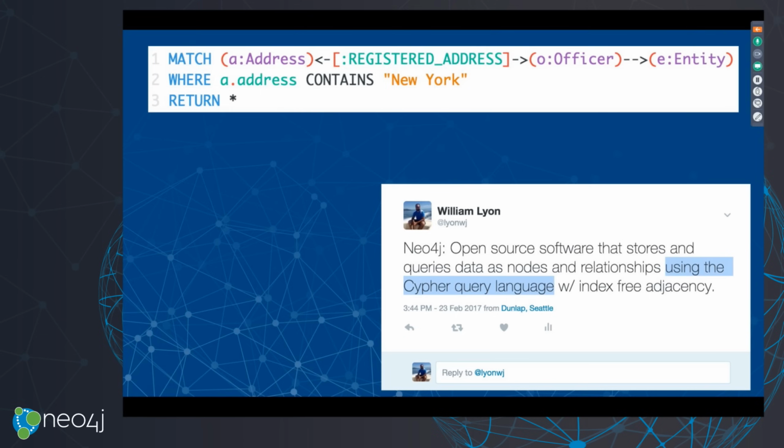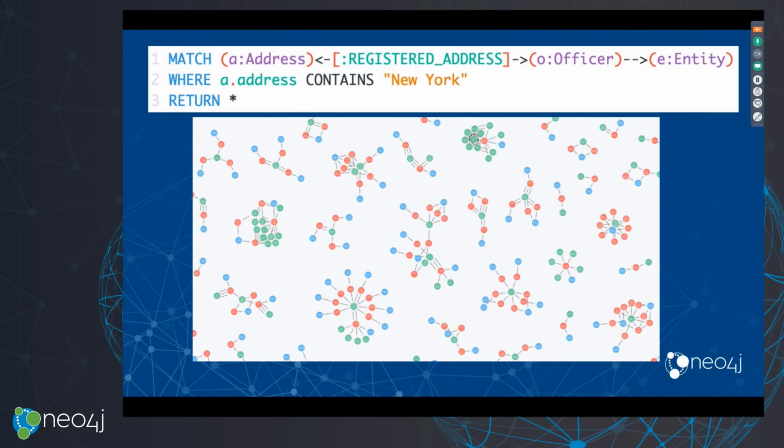So this essentially says, show me all of the people with an address in New York and all of the offshore entities that they're connected to. And if we ran this query in Neo4j browser, so Neo4j browser, if you haven't used it before, is a query workbench and visualization tool for working with Neo4j. So it allows us to explore our graph data visually.